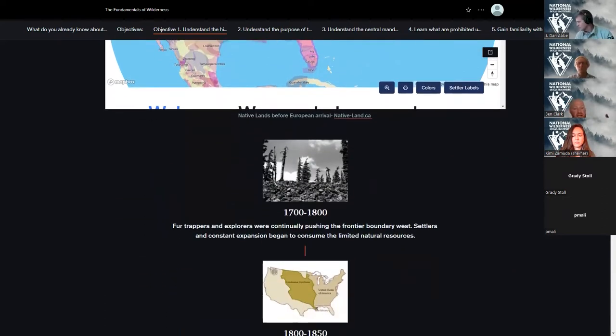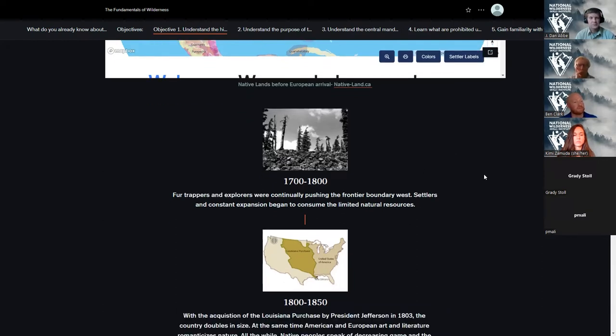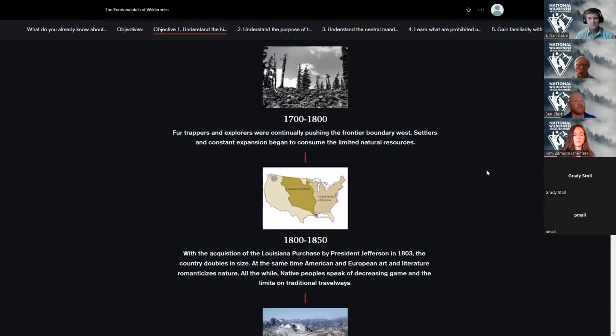But continuing on then into the 18th century, the 1700s, fur trappers and explorers are continually pushing the frontier boundary west. As Nancy mentioned, I'm a geography and history teacher, American history and world history for that matter. And that's a common theme in American history: American settlers continually moving west. And as settlers and this expansion continues, it continually consumes the limited natural resources on the lands. And then one of the best examples of westward movement in American history is the Louisiana Purchase, which was purchased by President Jefferson in 1803, and it doubles the size of the country, purchased from the French.